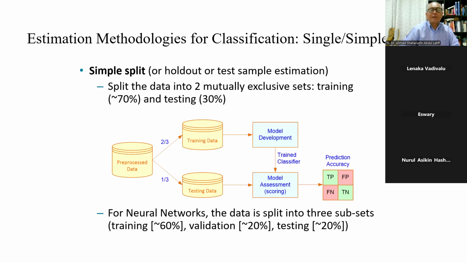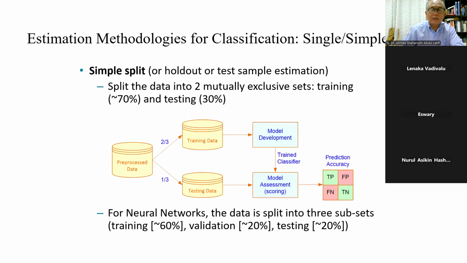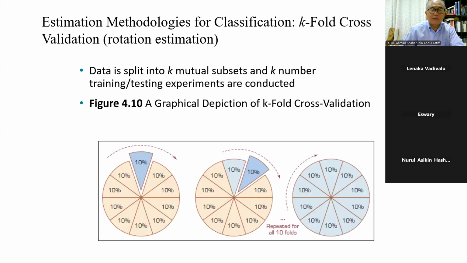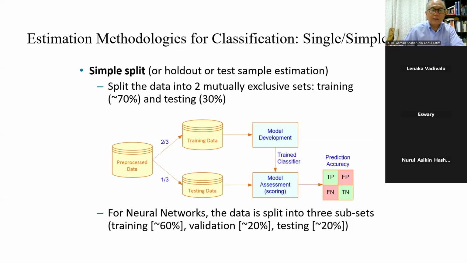I'll show this. For the estimation methodology, there are several methodologies for classification. We start with simple split. There is another method, k-fold cross validation. And then we have leave-one-out, bootstrapping, jackknifing, and AUC, the area under the ROC curve. So we'll start with simple split.